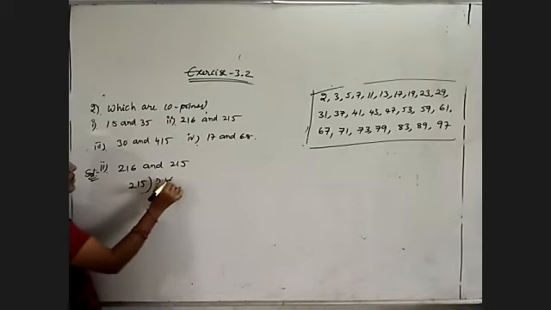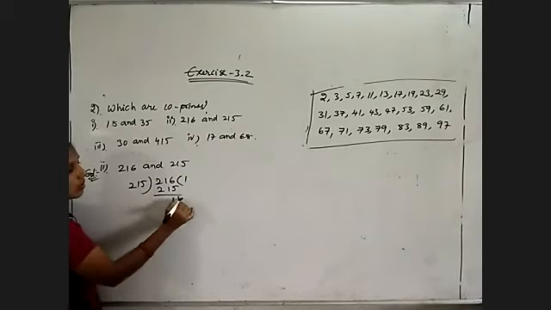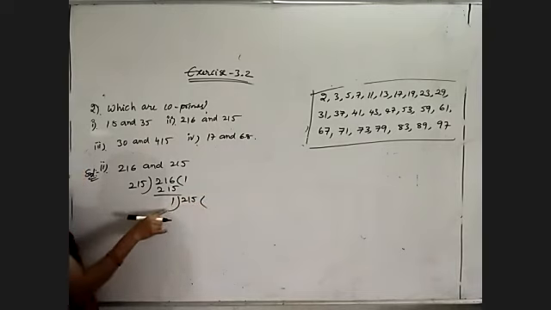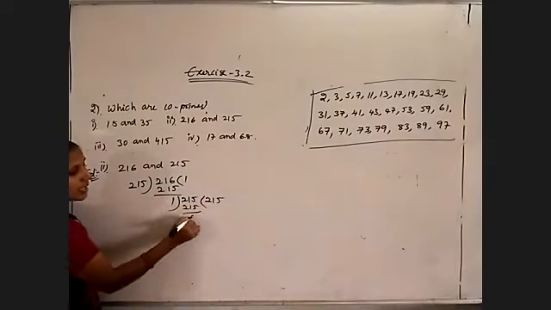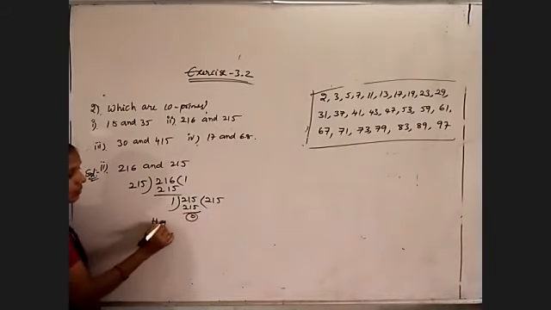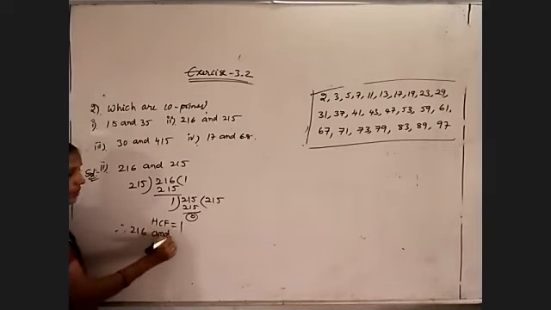Divide 216 by 215. 215 ones are 215. 1 is the remainder. So now we need to divide 215 by 1. 1 215s are 215. Remainder is 0. So the HCF of 215 and 216 is equal to 1. Therefore, 216 and 215 are co-primes.